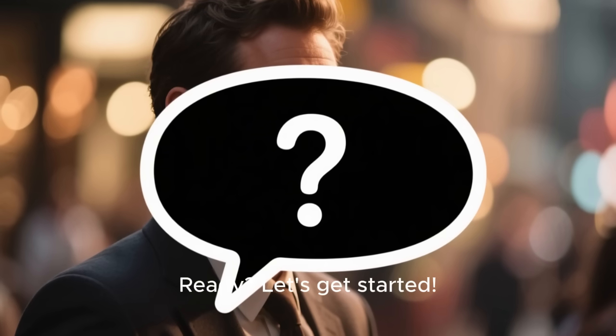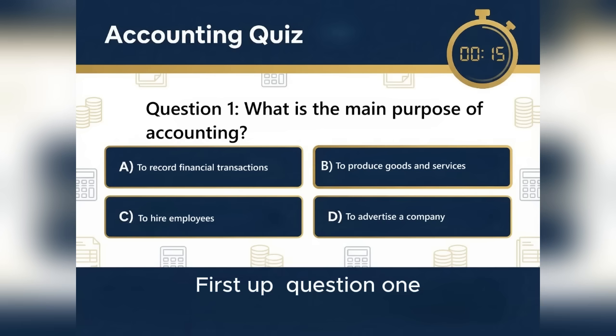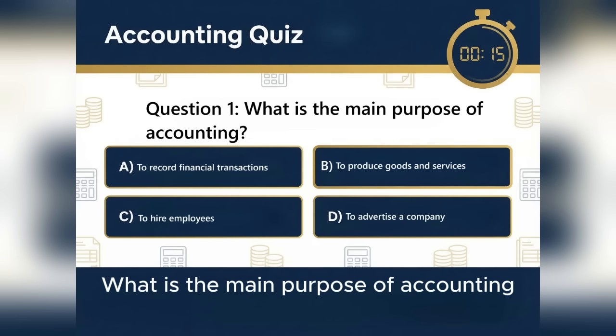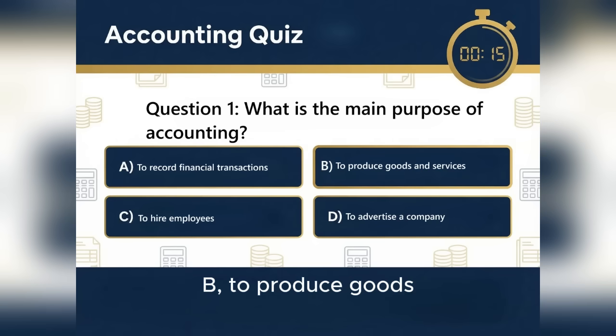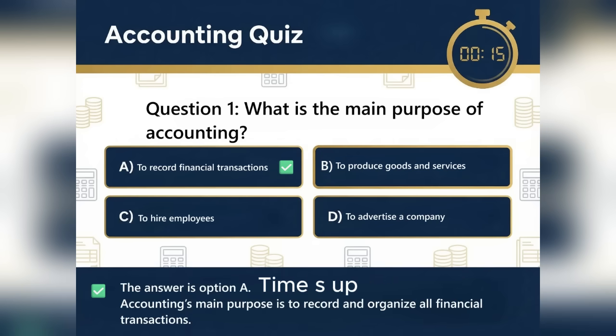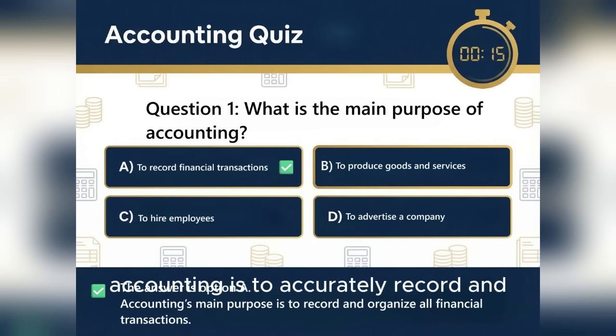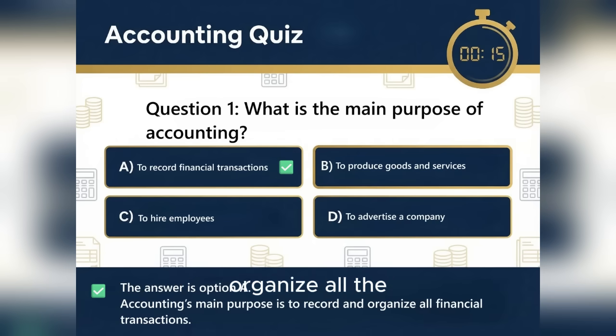Ready? Let's get started. First up, question 1. What is the main purpose of accounting? Is it A, to record financial transactions, B, to produce goods and services, C, to hire employees, or D, to advertise a company? Think it over. Time's up. The correct answer is A. The core purpose of accounting is to accurately record and organize all the financial transactions of a business.